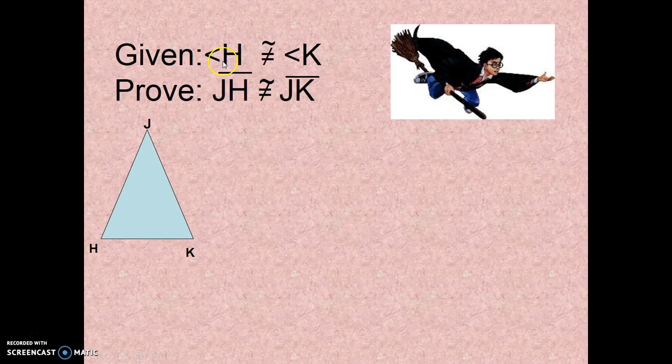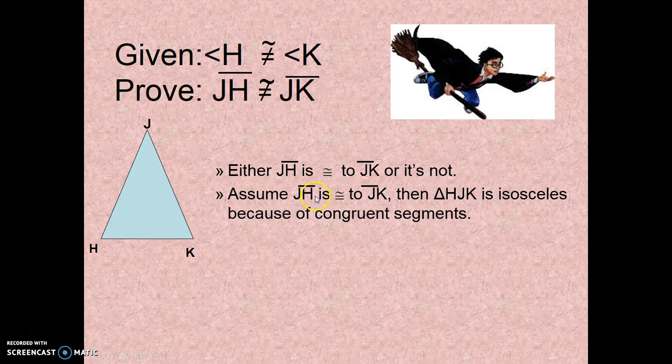Let's go. Alright, angle H is not congruent with angle K. So that's given, and we want to prove JH is not congruent with JK. Well, first we're going to have to assume JH is congruent to JK. So again, we have to assume the conclusion is false.